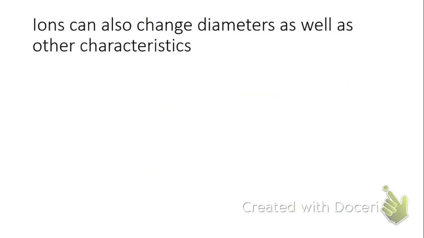The last thing that I want to talk about is ions, right? Because we've talked about non-charged species so far, but now we want to talk about ions. So ions can change the diameter. If you make an anion, which is a negatively charged ion, you're going to decrease the radii. Sorry, I said that backwards. You are going to increase the radii.